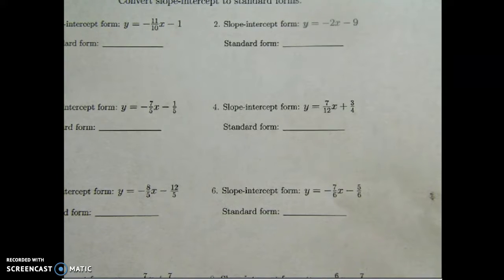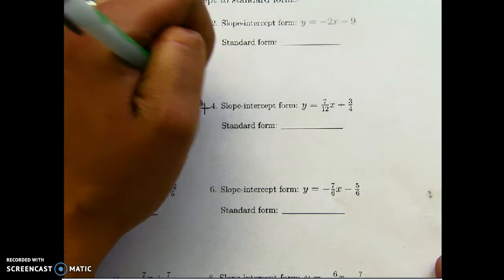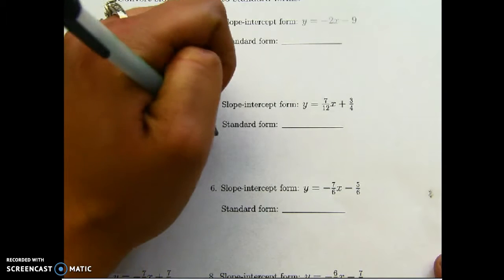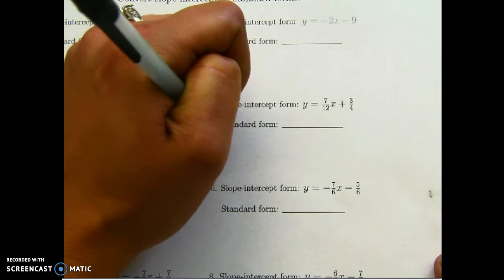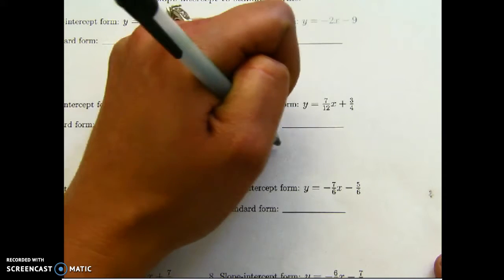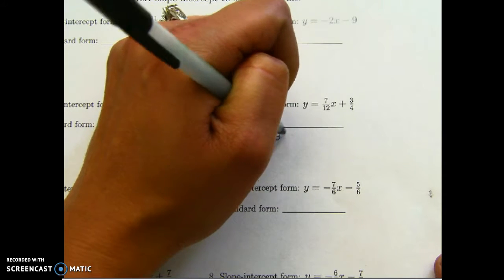So we're converting from slope-intercept form to standard form. Number 4 is a special case one that I talked about in the classroom, and that's because we have different denominators. So I'm going to write it in this space. Here's the original equation, y equals 7 over 12x plus 3/4.